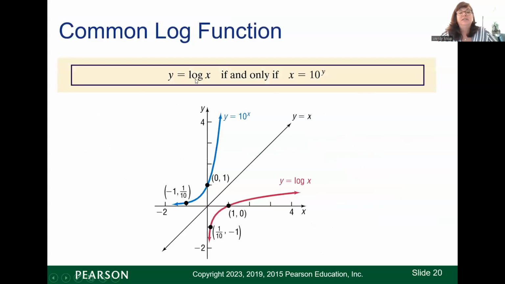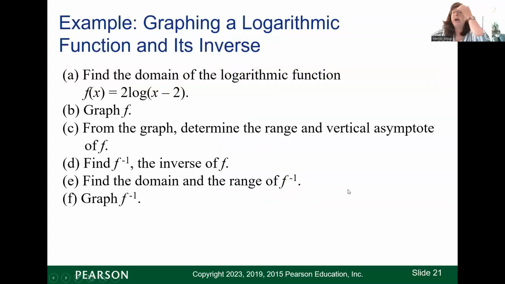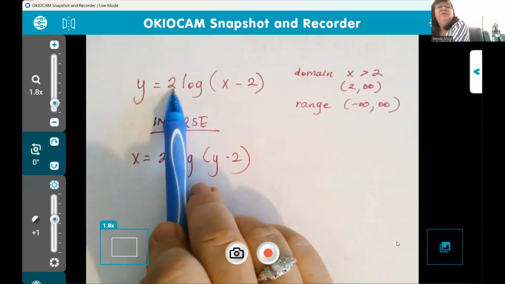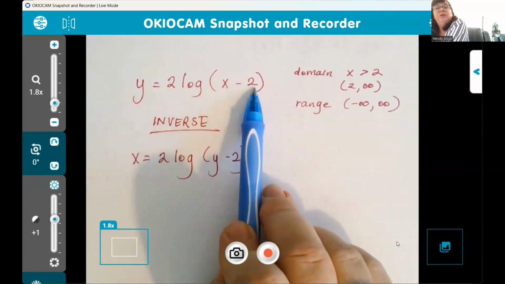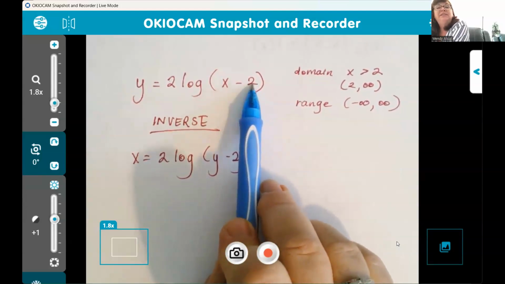All right, common log is log base 10. We've already talked about that. So let's do f of x equals 2 log x minus 2. All right, first of all, let's just look at this original one. We're going to graph the original one. Main thing you need to know about the original one, it's going to be a stretch of 2. And then this x minus 2 means we're going to move it right 2 along the horizontal axis.